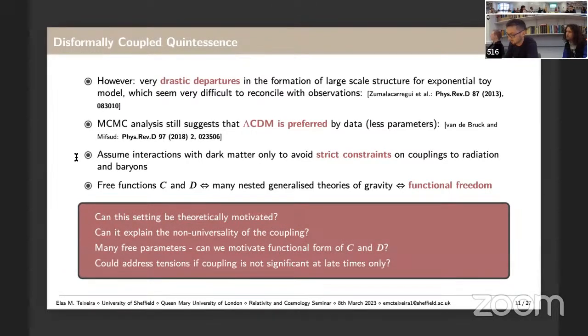So then I have here a few questions. First, we would like to have a way to motivate this setting theoretically, instead of just saying, okay, I transform the metric and see what happens. Also, we would like to explain why this coupling is non-universal. Also, we would like to have a form for C and D that has physical motivation, not just say that it's an exponential because it's simple. And also, if we could address the tension by having a coupling that is significant, not only at late times, but that doesn't disrupt structure formation as much.